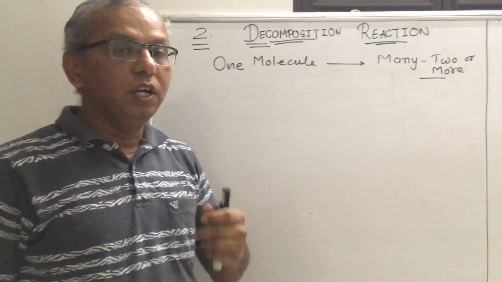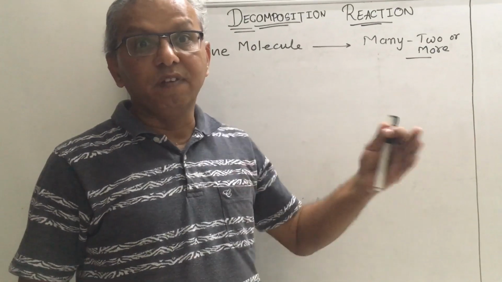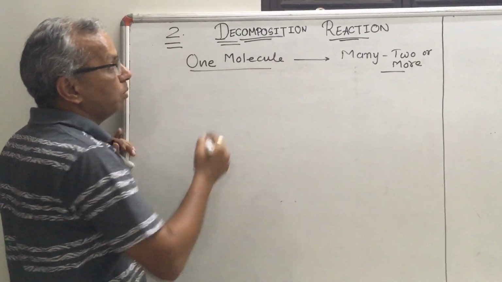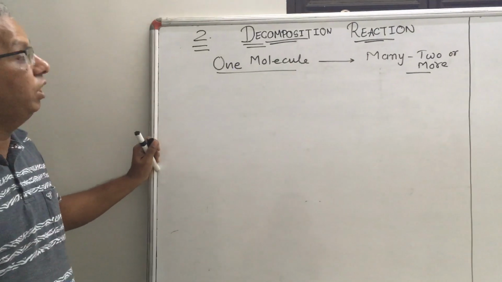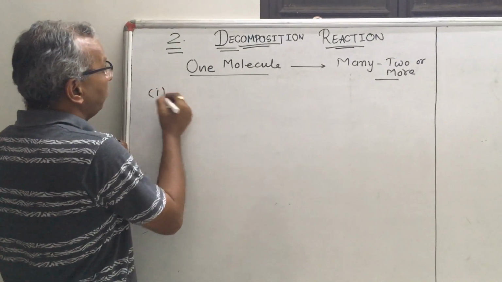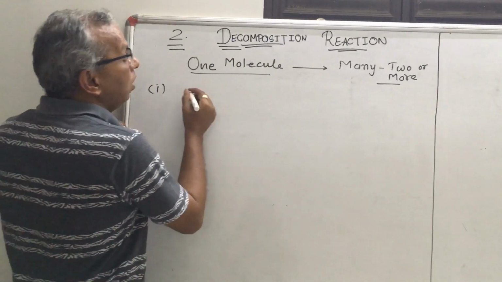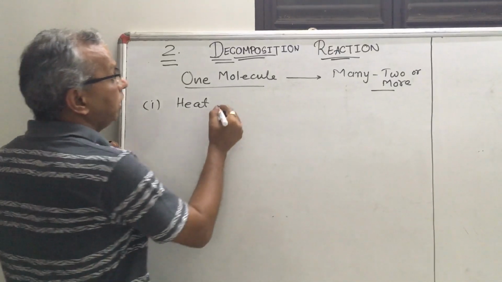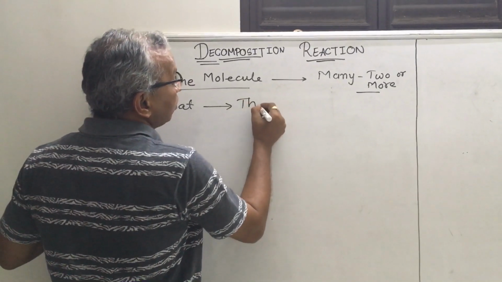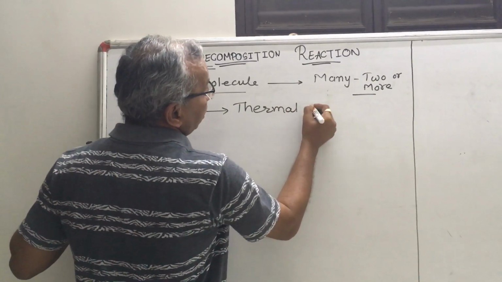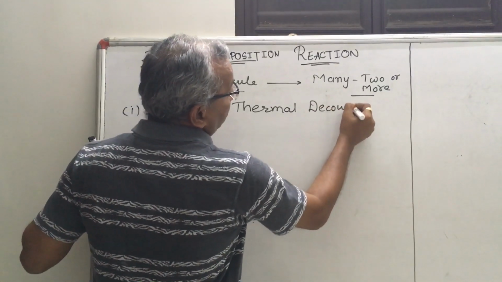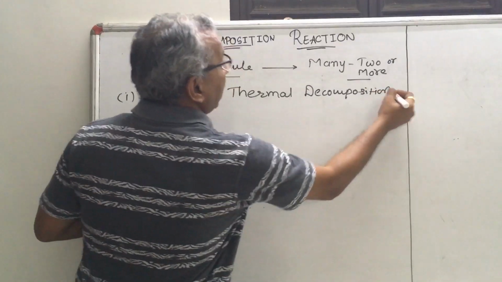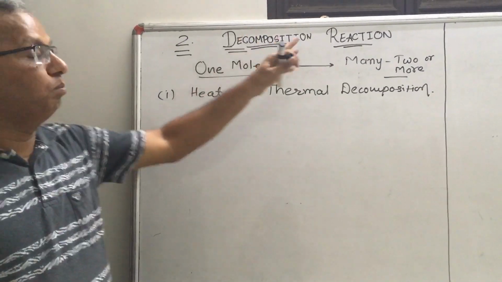As you know friends, to decompose means to divide. So division is here and we have to learn about this type of chemical reaction. Actually it is of three types. Let's check them one by one. First of all friends, if heat is applied for decomposition, then it is known as thermal decomposition reaction. Please remember thermal decomposition reaction, when heat is applied to decompose any molecule.